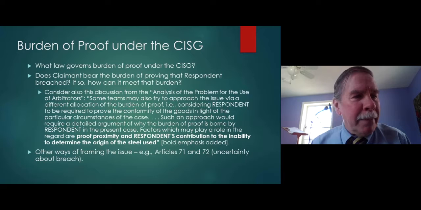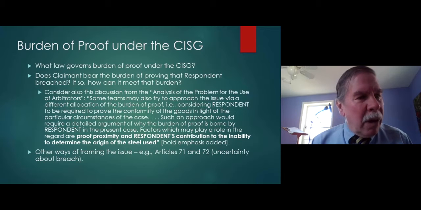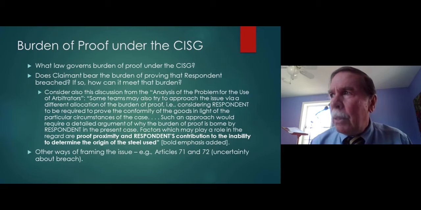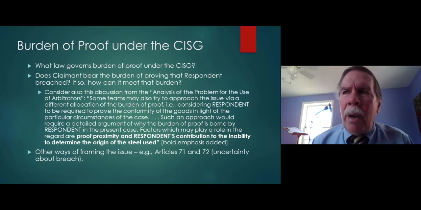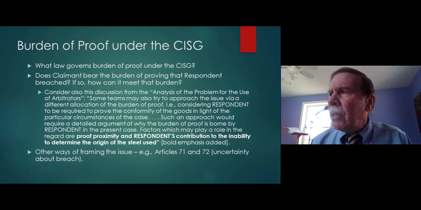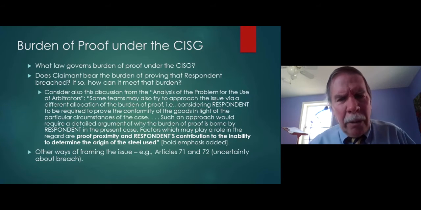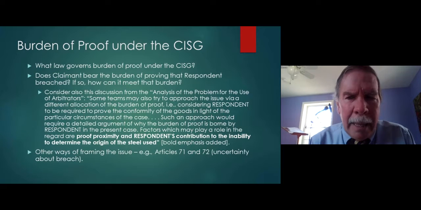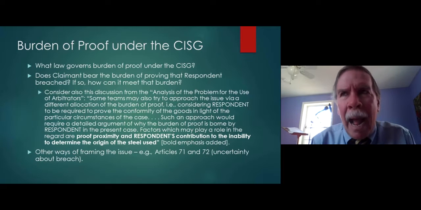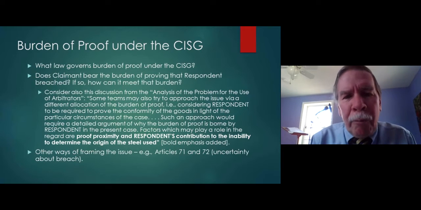Proof proximity, what is that? Well, there is a rule commonly found in civil law procedures and jurisdictions, certainly in German law, which suggests that where the party who doesn't bear the burden has clearly superior access to the evidence concerning the allegation of breach, the court will reverse the burden of proof and put it on the party who would not normally bear it. In German, that's called Beweisnähe, or proof proximity.